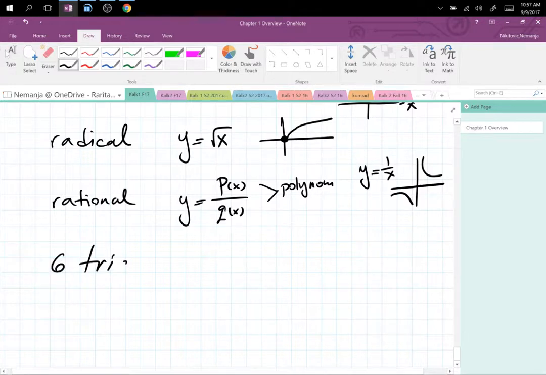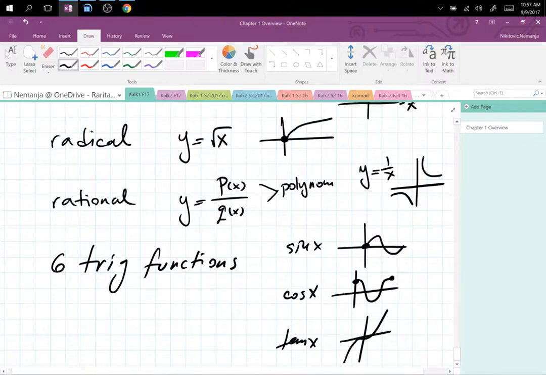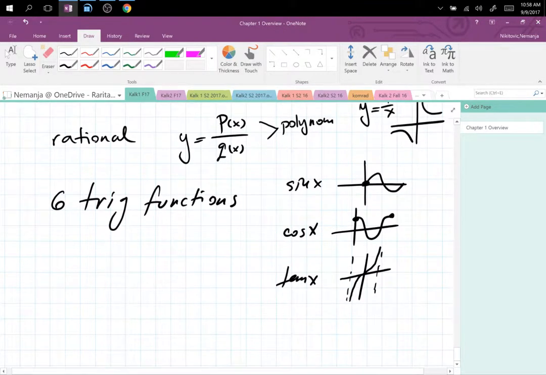6 trig functions. We are mainly concerned with sine x and cosine x and tangent x. However, others do show up, and they're very easy. Just invert these cups. So for cosecant, you would put this cup instead of looking down, looking up. That's not a big deal.